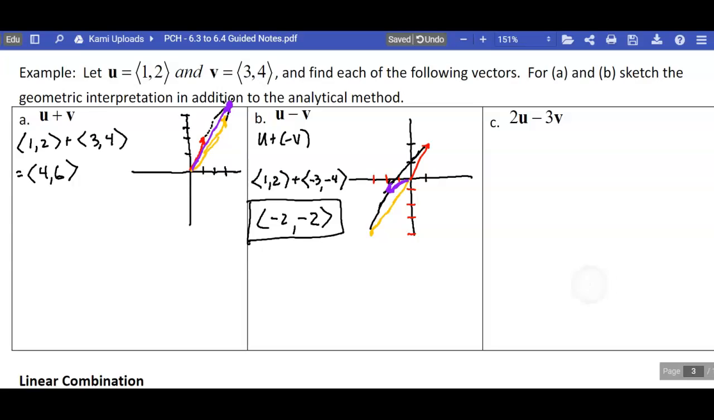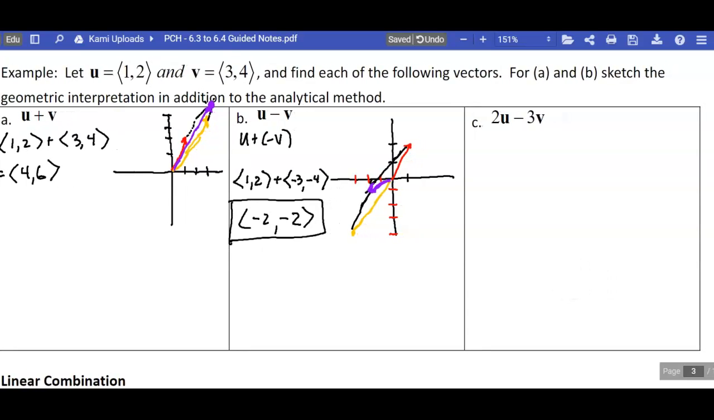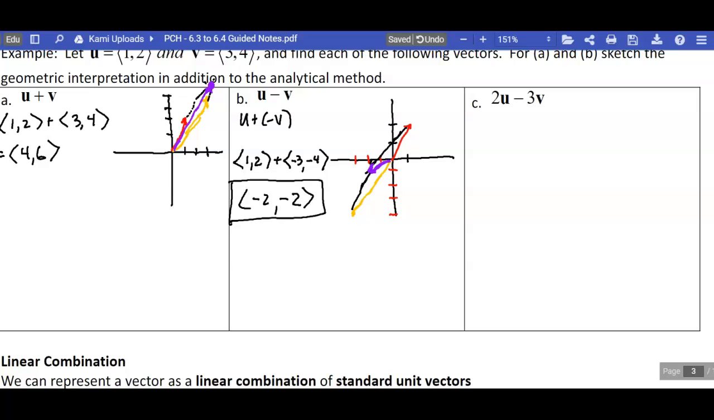All right, let's go on to part C. If you want to try this on your own, feel free to pause the video, and then you can check out the solution when you come back. So I'm going to start with 2u. So that's just going to be 2 times 1, 2. So that's going to be 2, 4. And then I'm going to do the opposite of 3v. And then I can just add these. Then I can just do 2u plus the opposite of 3v.